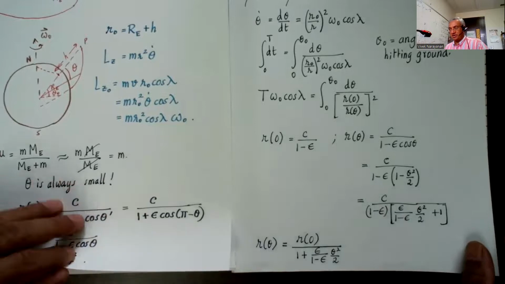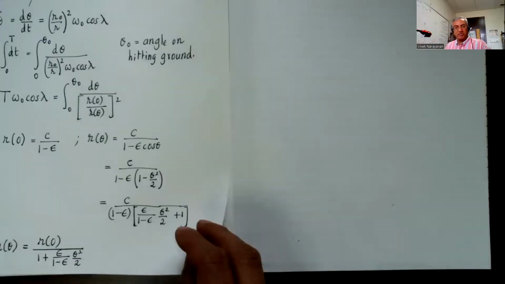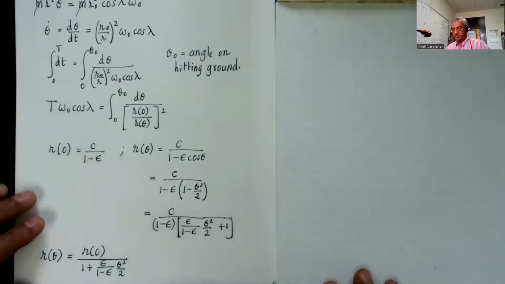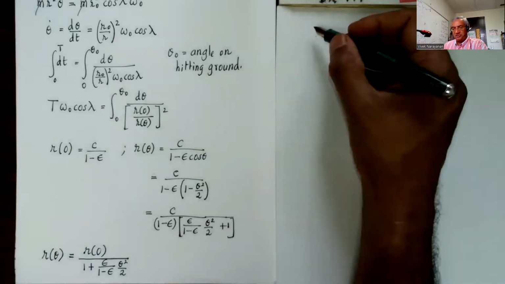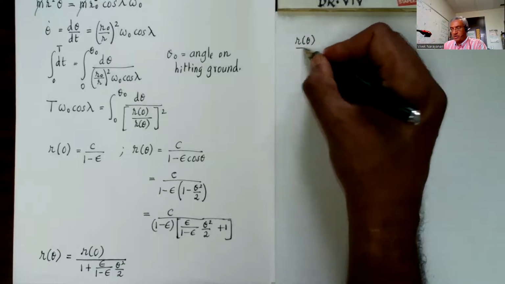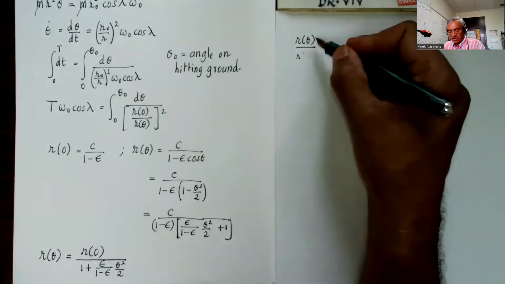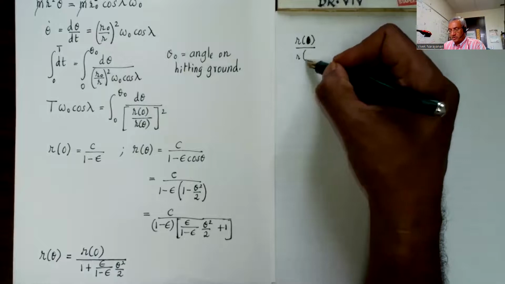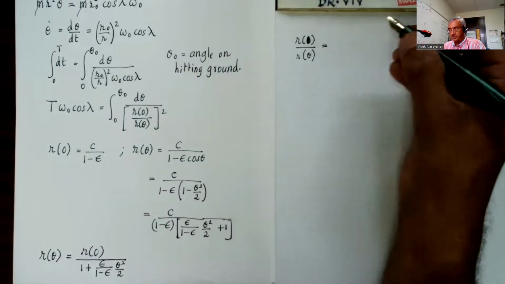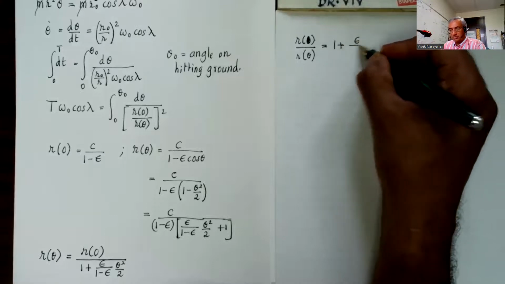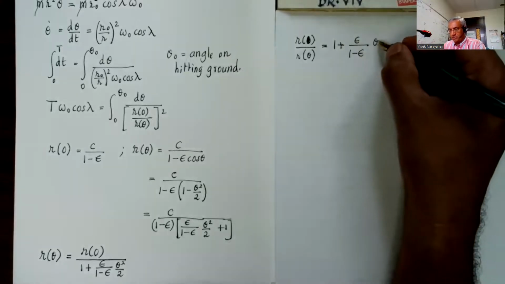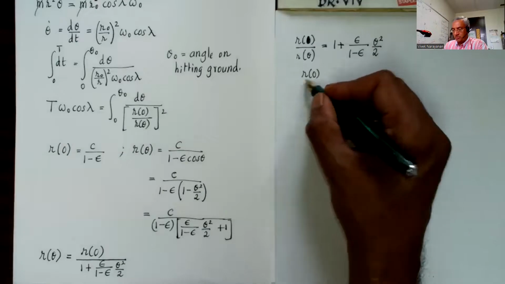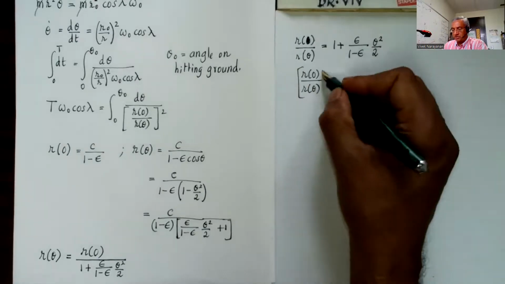All right. Now let's see what we can do with this. More approximations are going to be made. We're going to keep milking this small theta for all it's worth. So this tells me that r of theta over r naught, actually I need r naught over r of theta, is going to be 1 plus epsilon over 1 minus epsilon theta squared over 2. Now I have to square this because that's what I have. So r of 0 over r of theta, the whole thing squared.